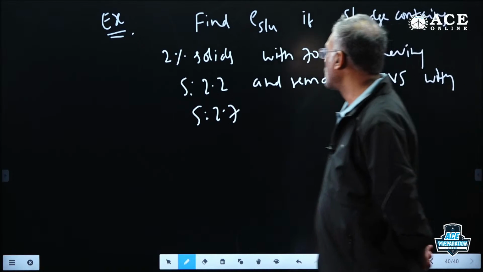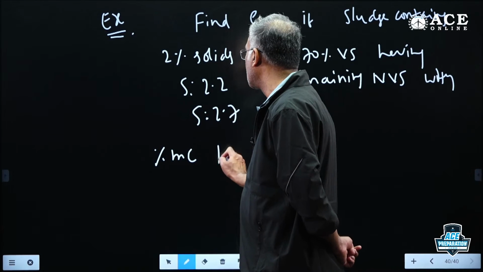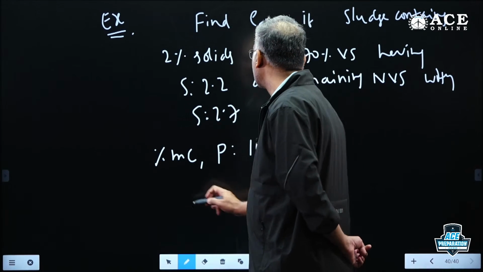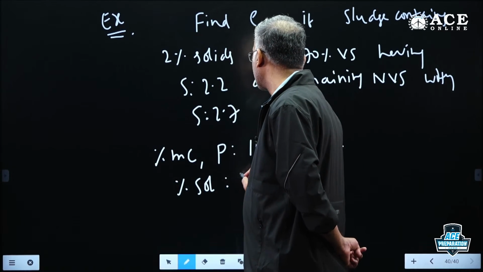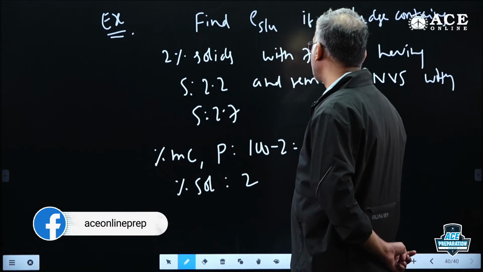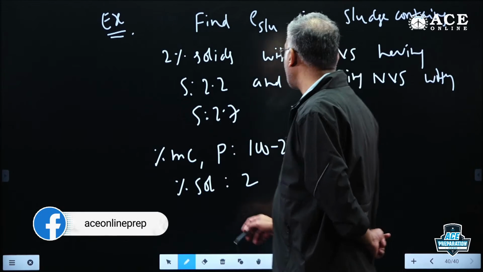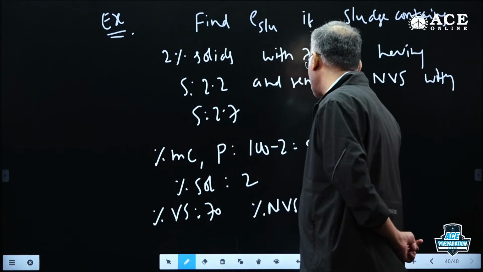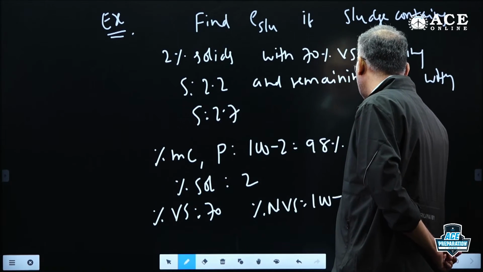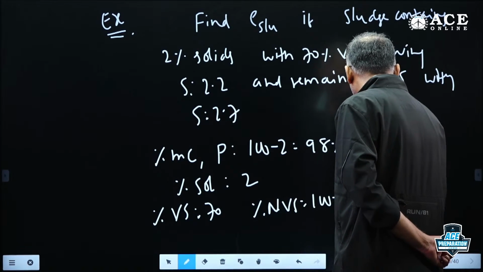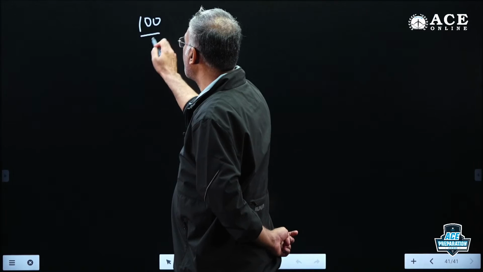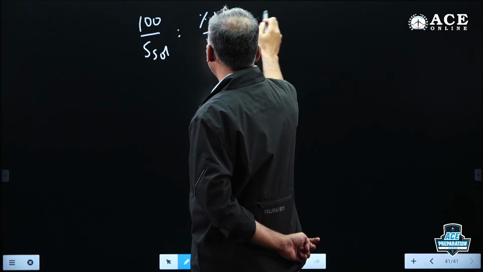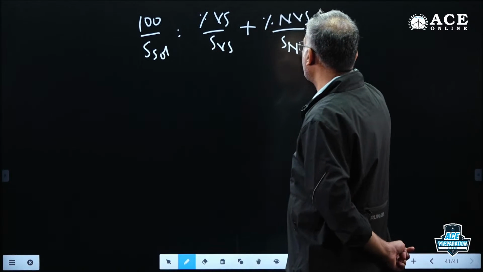Everything is given indirectly. 2% solids means what is the percentage moisture content of sludge? P is equal to 100 minus 2, so 98% is moisture content. Similarly, percentage volatiles is 70, then percentage non-volatiles is 100 minus 70, which is 30%. So first I work out the specific gravity of solids: 100 by specific gravity of solids is equal to 70% volatiles by specific gravity of volatiles plus percentage non-volatiles by specific gravity of non-volatiles.